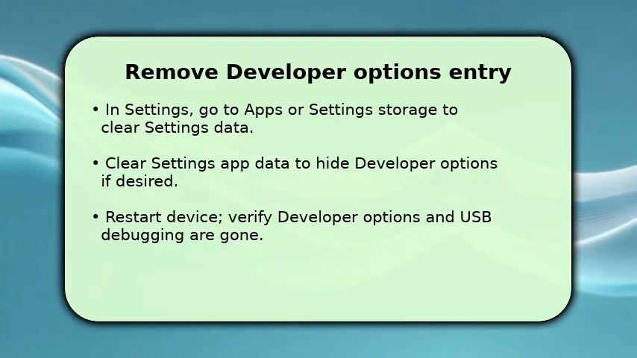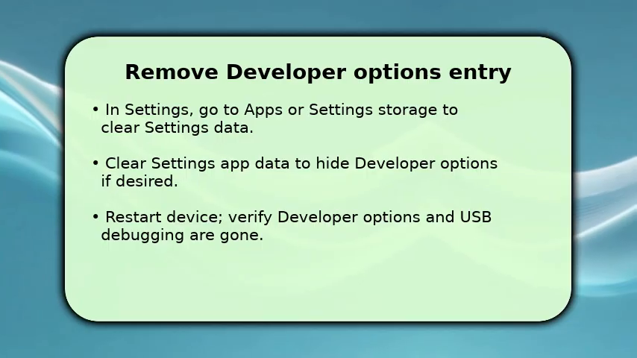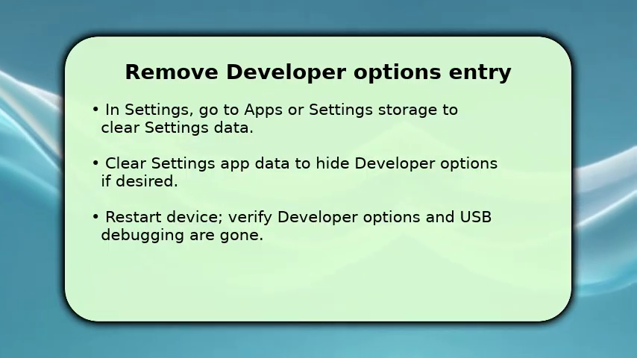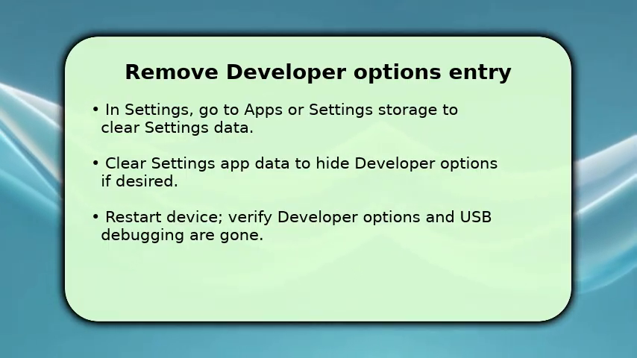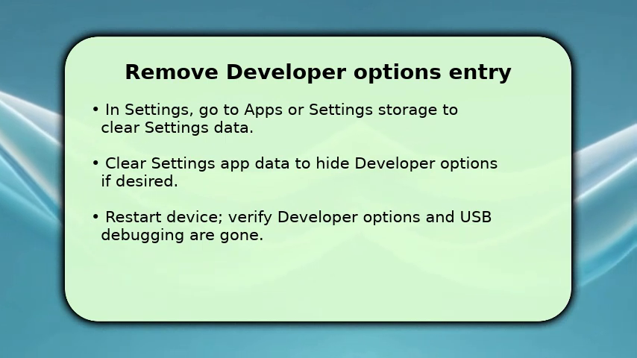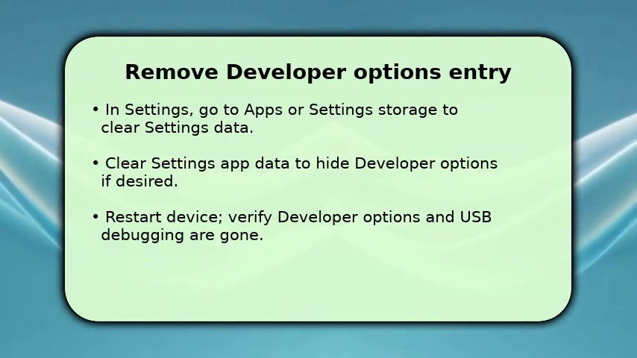If Developer Options or USB debugging still shows, try toggling once more, then reboot. If issues persist, check for device management profiles or enterprise policies that may re-enable it.